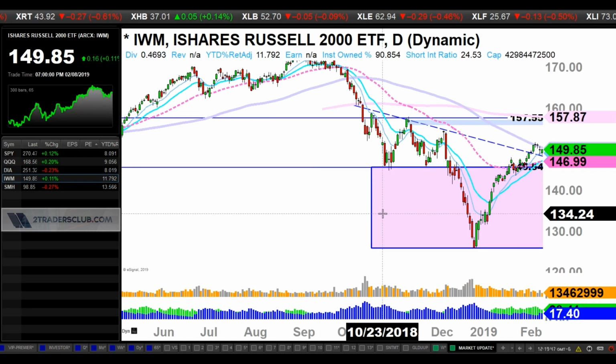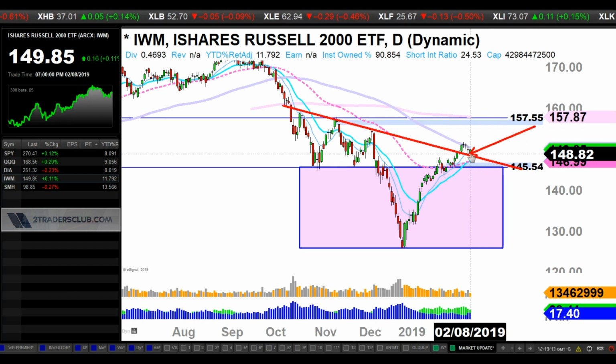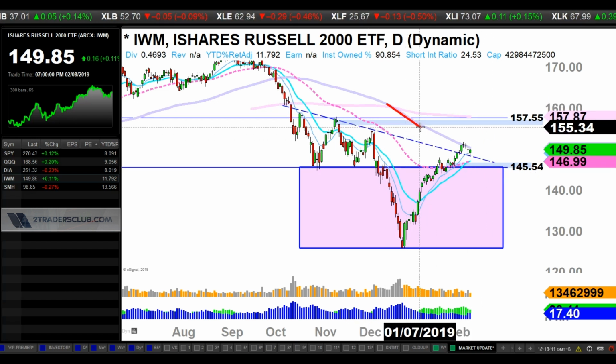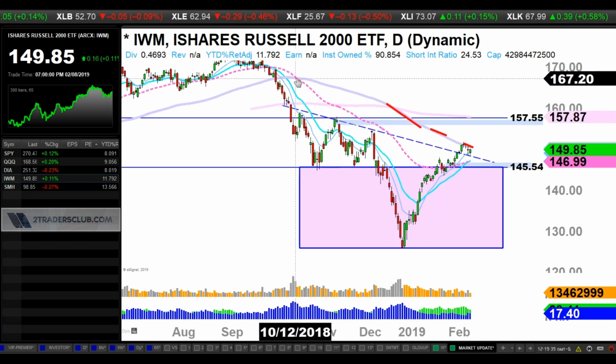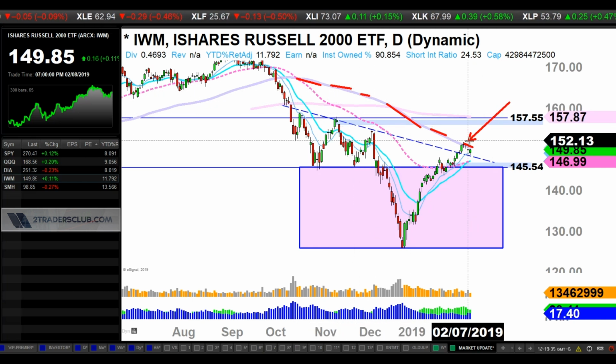Let's go to Russell 2000. Russell 2000 also did clear this level, retesting it today. That 100 SMA is quite heavy though. It's been coming down for quite some time, and that's really what's weighing it down.